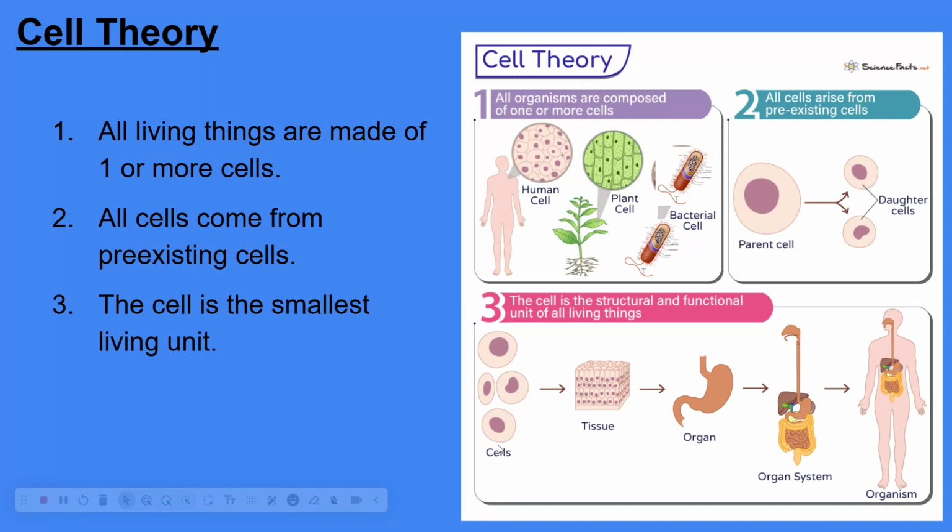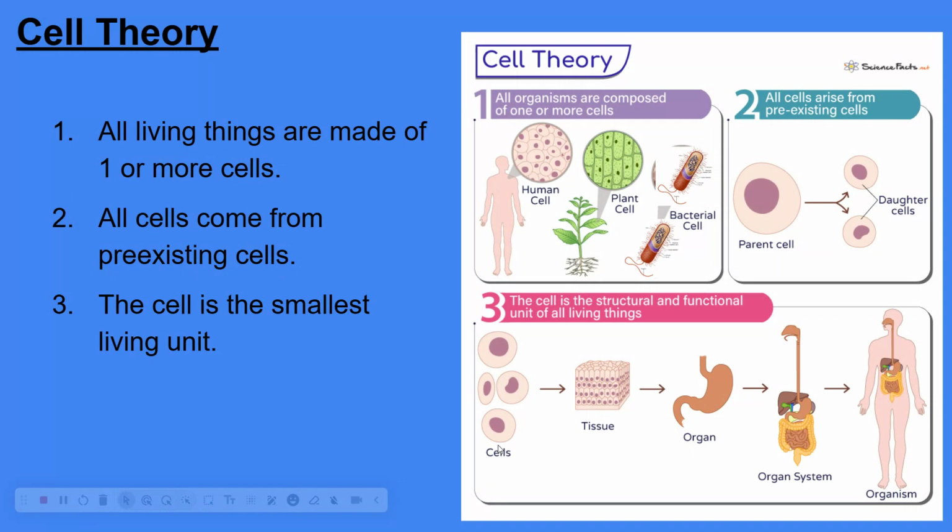3, the cell is the smallest living unit. So it is the structural and functional unit in all living things. So you can have bacteria that are just one cell big and it's living on its own just fine. Or you can have humans and plants and fungi that are made of many cells. In humans, for example, you have cells that make up tissues, which make up organs, which make up organ systems, that altogether make up an organism. I would like to point out that the cell is the smallest living unit.